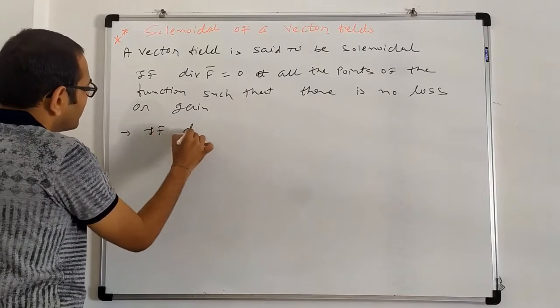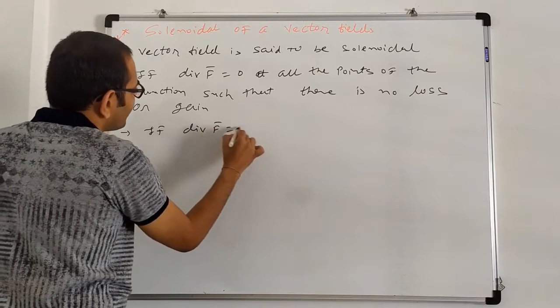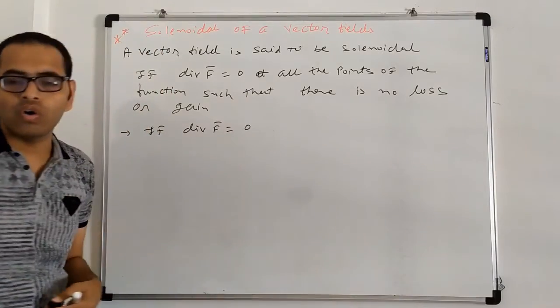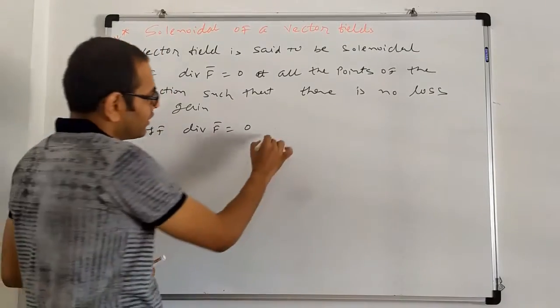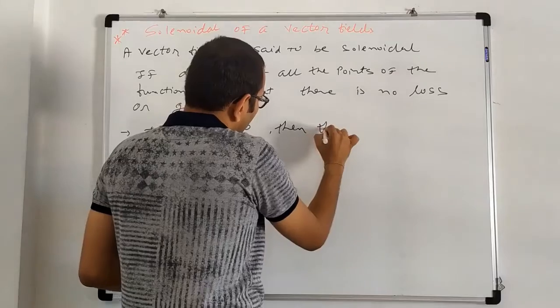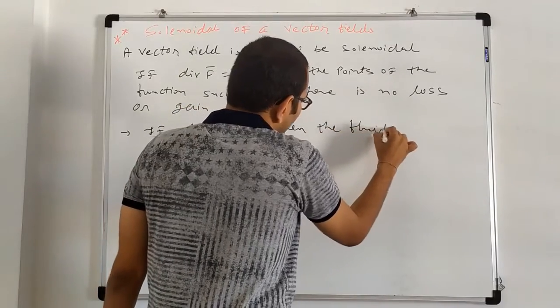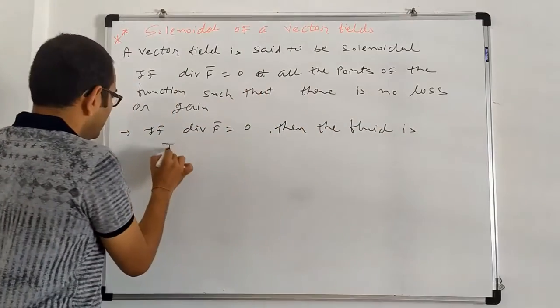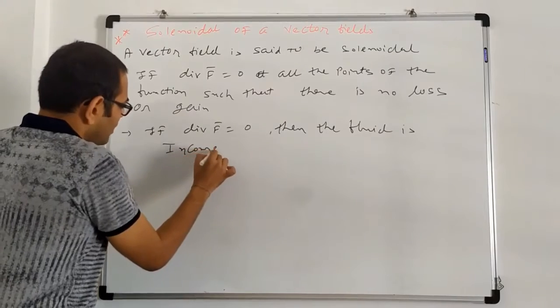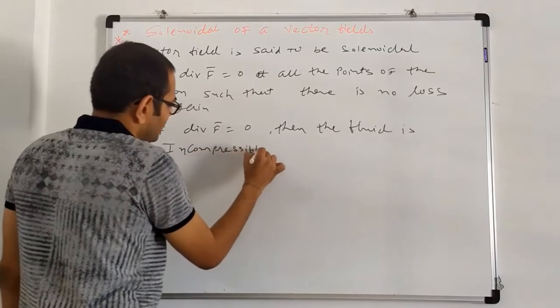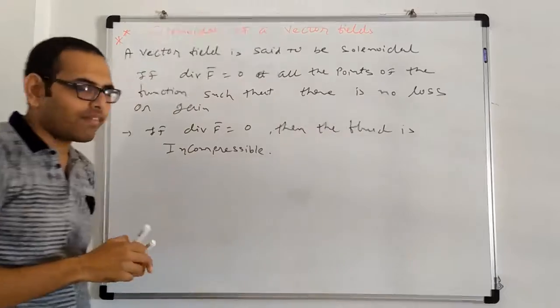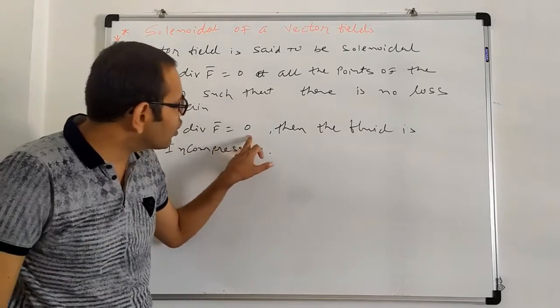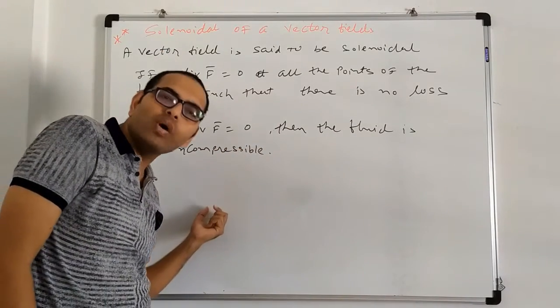If divergence f bar equal to 0, then the fluid is incompressible. If divergence is not equal to 0, then the fluid is compressible.